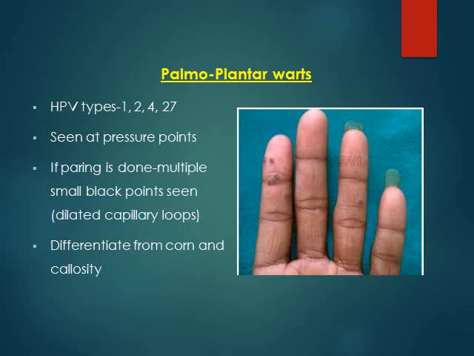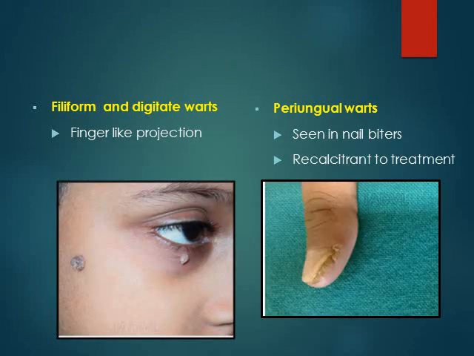The common HPV types which cause this are 1, 2, 4, and 27. They are commonly seen at pressure points, and if paring is done, you may see small black points inside it. Paring means you just scrape the top surface of the wart. There is also something called filiform wart or finger-like digitate wart, which are more protruding, finger-like lesions. And periungual wart is one which is next to the nail, which is very difficult to treat, commonly seen in nail biters.